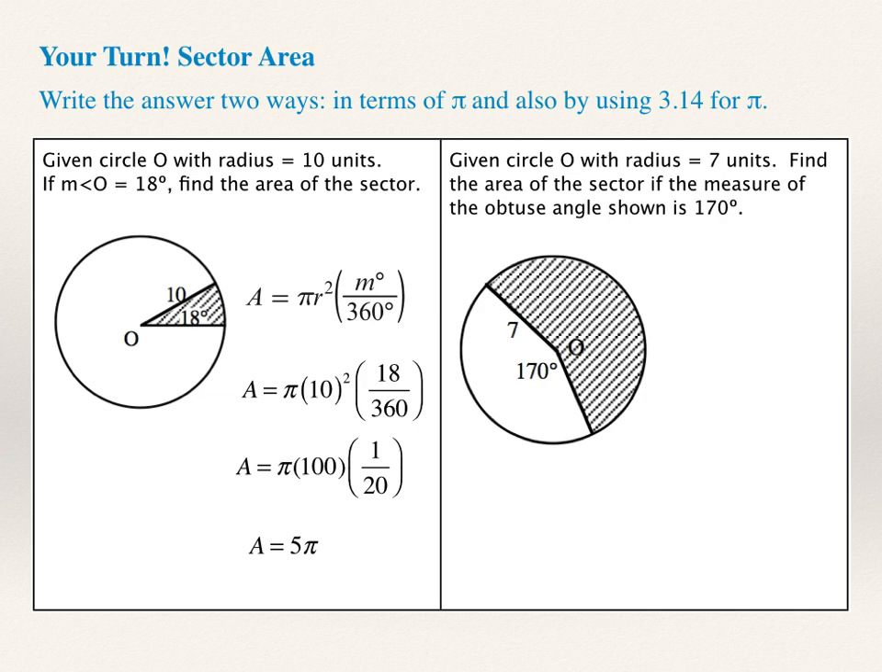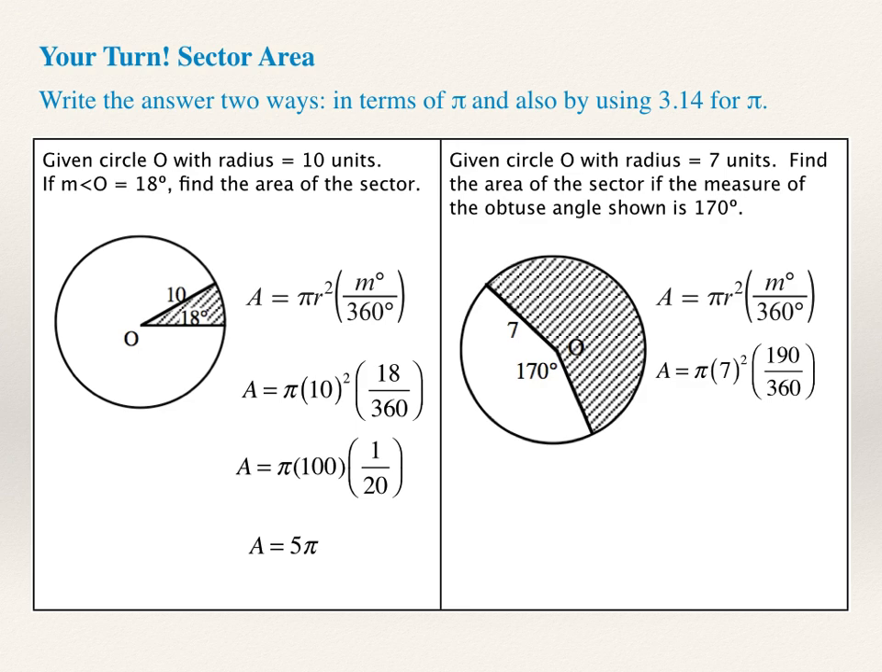This example is trickier. Reason it's trickier is because I'm asked to find the area of the shaded region, that sector, which is actually more than half of the circle, right? It tells me that the obtuse angle is 170 degrees. Therefore, the other angle, which is really a reflex angle, it's more than 180 degrees, right? So when I use my formula for sector area, I can see that my radius is 7. That's not a problem. But the measure of my arc, be careful, is actually 190 degrees there.